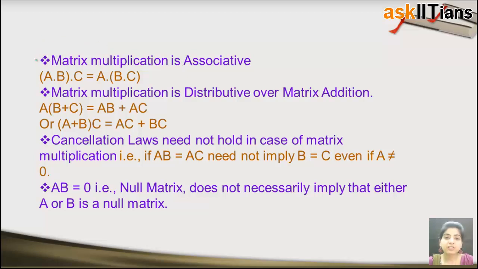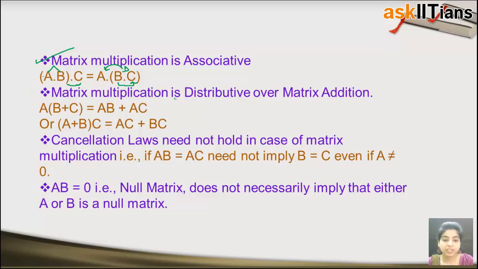Next is matrix multiplication is associative. Associative means if A, B and C are three matrices, and I multiply A and B and the resultant is multiplied by C, that will be the same as if I multiply B and C first, say it gives me a matrix D, and I multiply the resultant D matrix with the A matrix. The answer in both the cases would be the same.